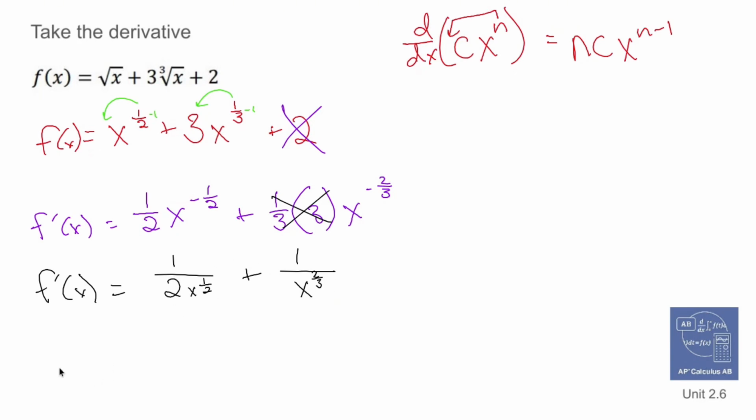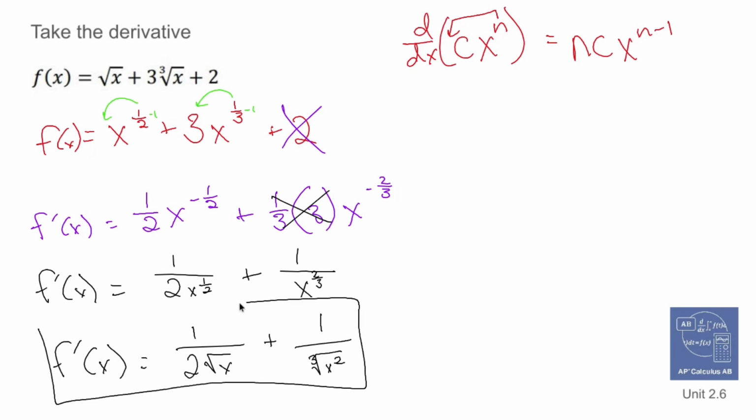Now let's clean this up one more time by turning it back into its radical form. So 1 over 2 times the square root of x plus 1 over the cube root of x squared. Okay, so everything is now done. Everything is clean. Everything is lovely. I'm happy. That's my answer.